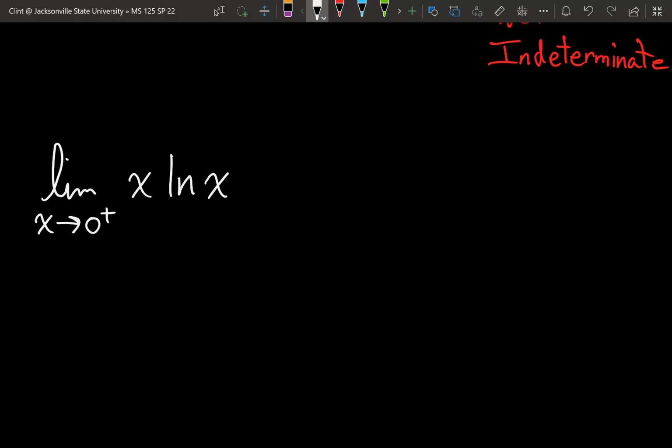So what's going on in this one? As x approaches 0, what's going to happen to x? Don't think too hard about it. Yeah, so this one's going towards 0.